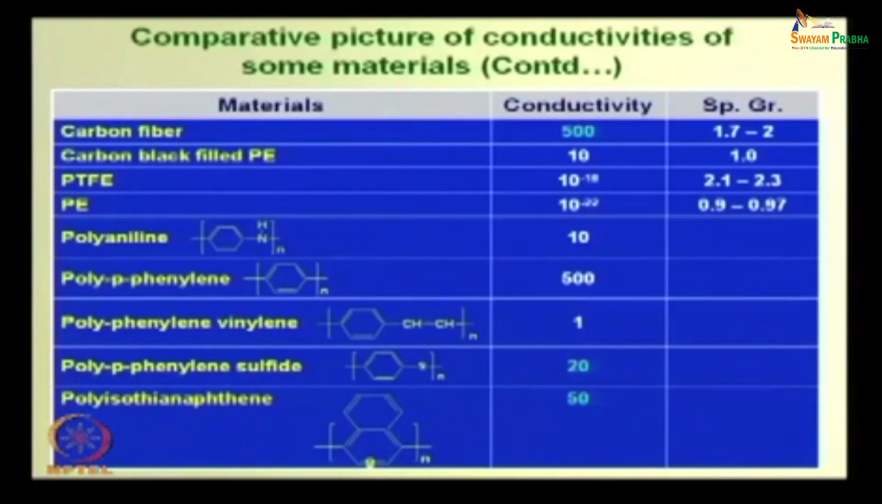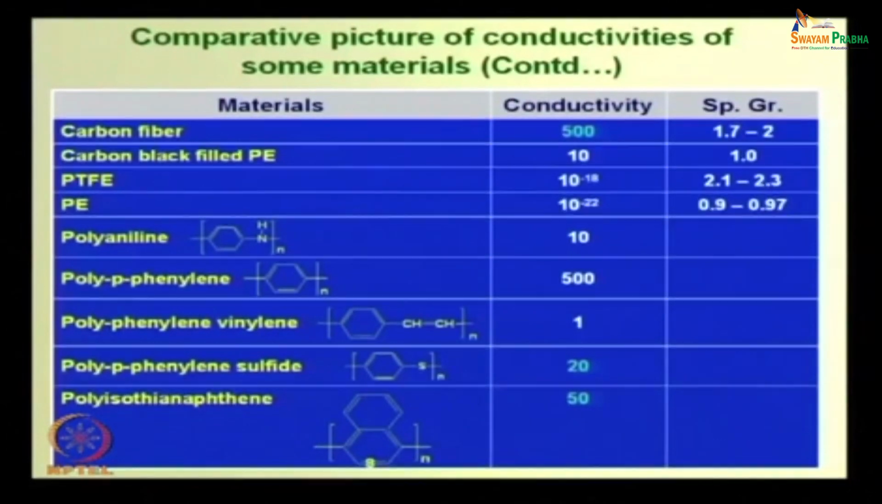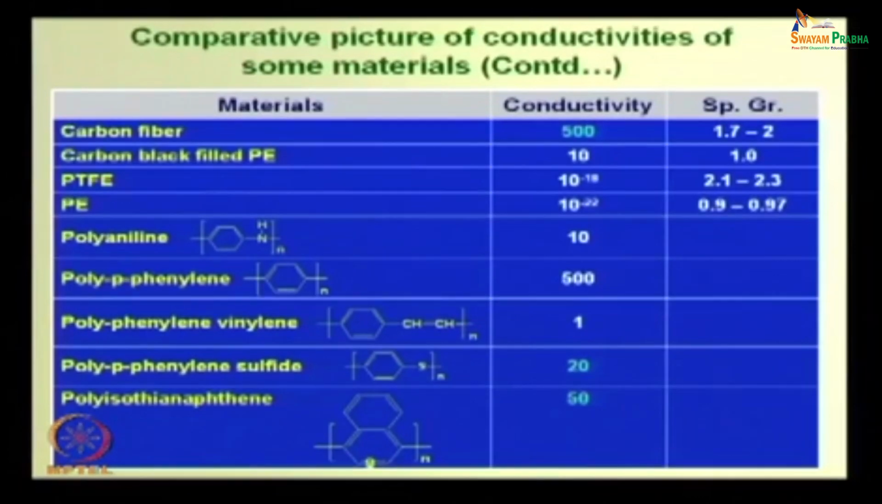Carbon black filled polyethylene conducting. Now, I told you a grade of carbon black, 3 grades I mentioned: thermal black, furnace black and channel black. Now, channel black is conducting in nature. Conducting in nature means it may not be very high conducting, but it shows some conductivity value. Why it is conducting?